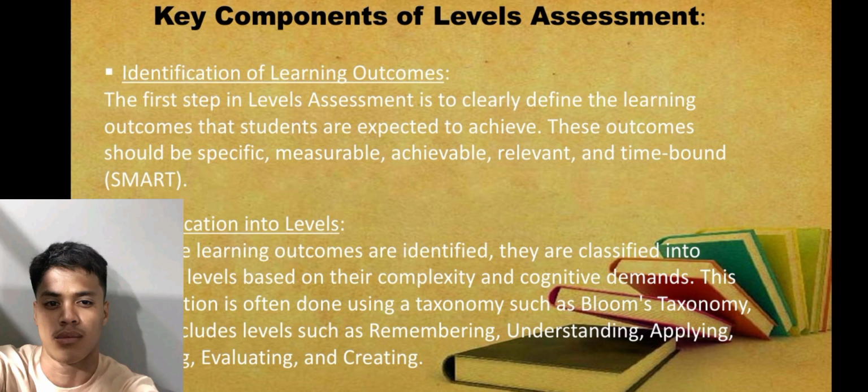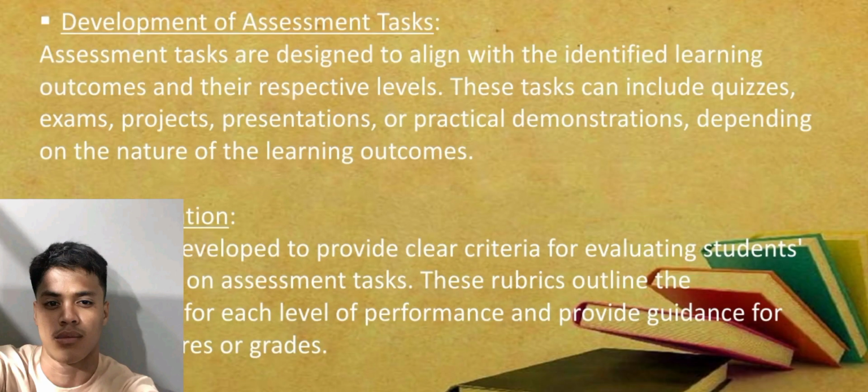Once the learning outcomes are identified, they are classified into different levels based on their complexity and cognitive demands. This classification is often done using a taxonomy such as Bloom's taxonomy, which includes levels such as remembering, understanding, applying, analyzing, evaluating, and creating. And third, development of assessment tasks.